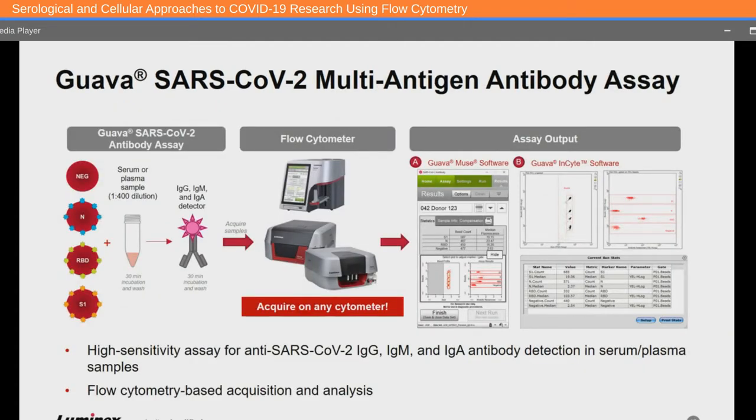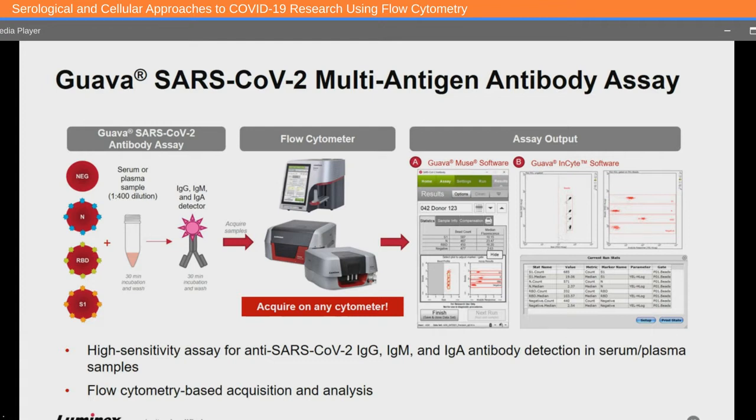I'd like to next discuss a new assay for SARS-CoV-2 antibody detection called the Guava SARS-CoV-2 multi-antigen antibody assay. The assay is a bead-based immunoassay and uses a simple sample prep protocol followed by acquisition by flow cytometry. The assay allows for antibody detection against multiple SARS-CoV-2 antigens in parallel and permits the detection of IgG, IgM, and IgA antibodies using the same kit.